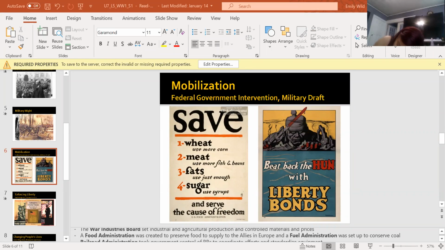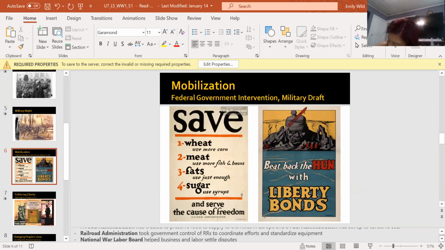Next, you have the Food Administration, which was created to preserve food to supply Allied troops. So again, the Food Administration was created to preserve food and provide it to Allied troops. Next is the Railroad Administration.